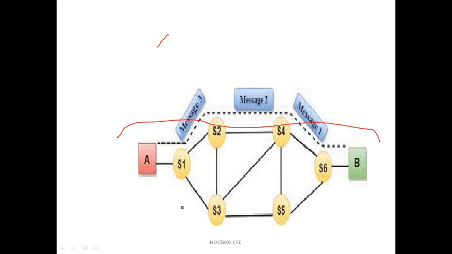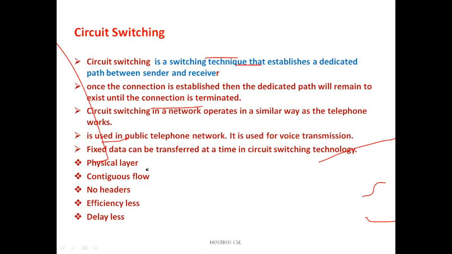So which is the path? Suppose for A you can choose this one and send directly via S3 to B. They can choose the best route and transfer the information from A to B, that is, source to destination. Remember, it is always in the physical layer. Once the connection is established, it will transfer the information. And there are some very important points.